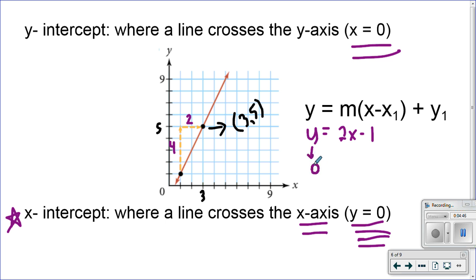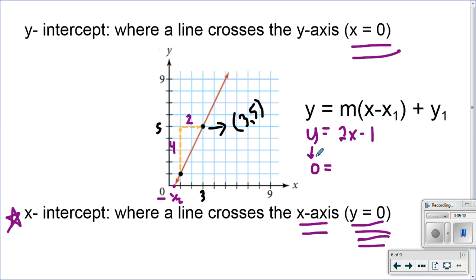Because wherever y is 0, that's where my line is going to cross the x-axis. So let's look at where it looks like it crosses the x-axis, right about here. It looks like my y-intercept is about 1/2, or sorry, my x-intercept is about 1/2. It looks like it crosses right there. Y is 0, x is 1/2. That's my estimate. Let's check that to make sure.